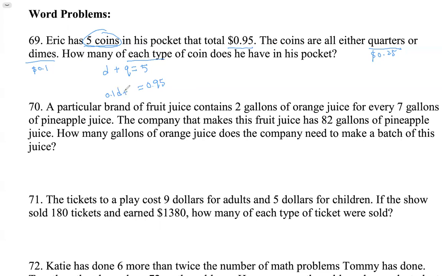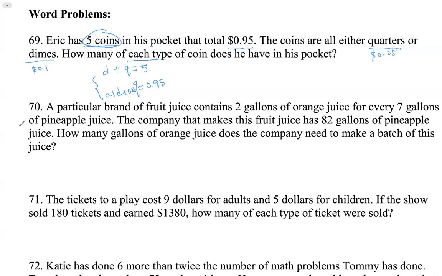So similarly from quarters, each quarter is $0.25 or 25 cents. How many does he have? Q many. So Q multiplied by 25 cents. That's the money amount for quarters. Now we have 2 equations, 2 variables. We have formed a system of linear equations. So we just have to solve.